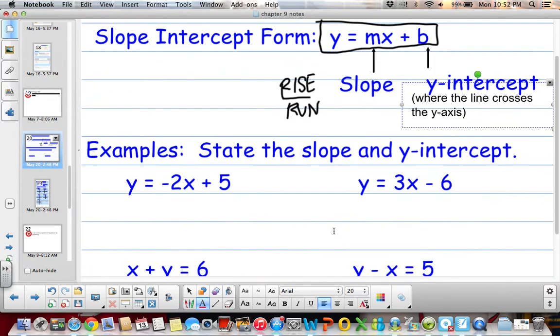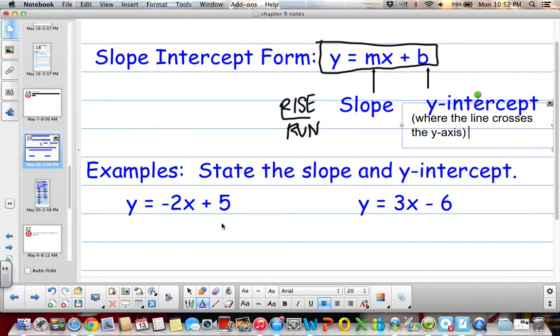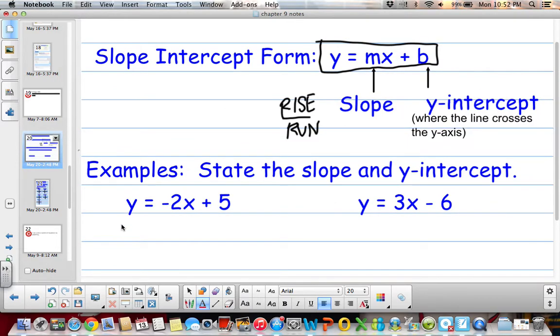State the slope and the y-intercept. So if y equals negative 2x plus 5, m would equal negative 2, b equals 5. See how negative 2 is in place of m, 5 is in place of b. M equals negative 2, so that's our slope. B equals 5 is our y-intercept. So if we graphed this line, it would cross the y-axis at 5.